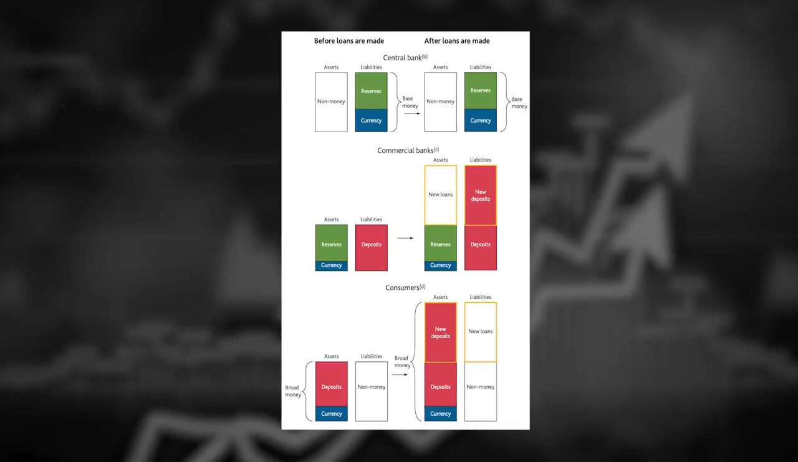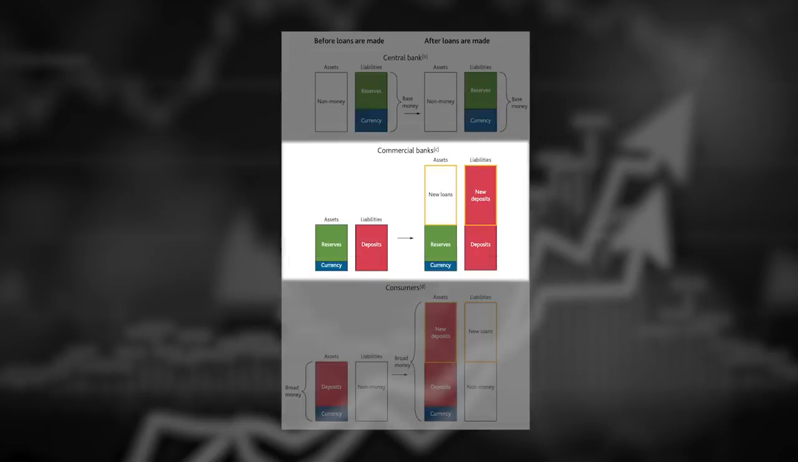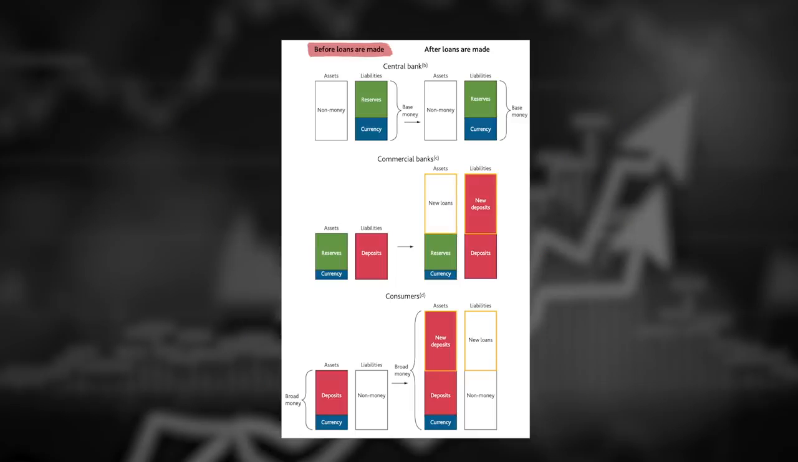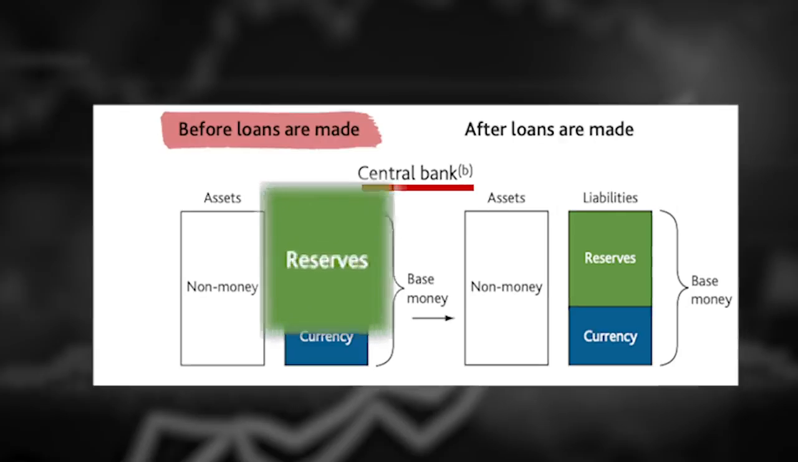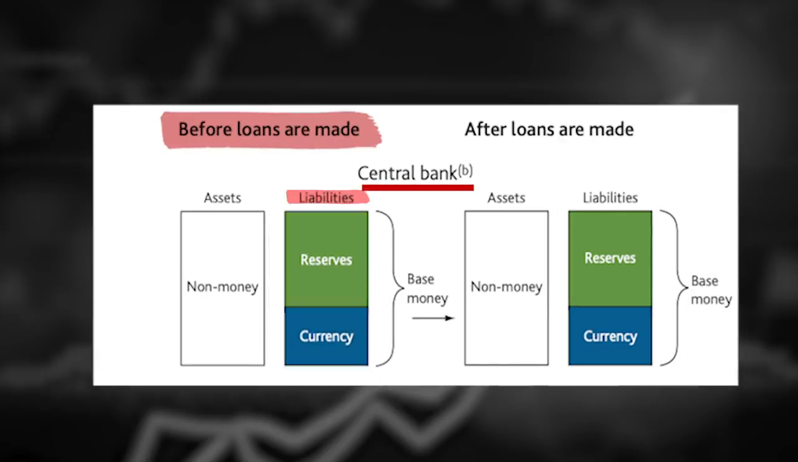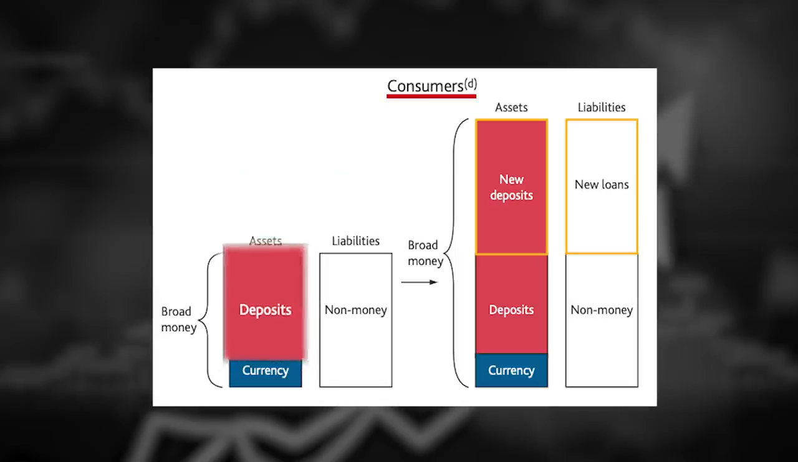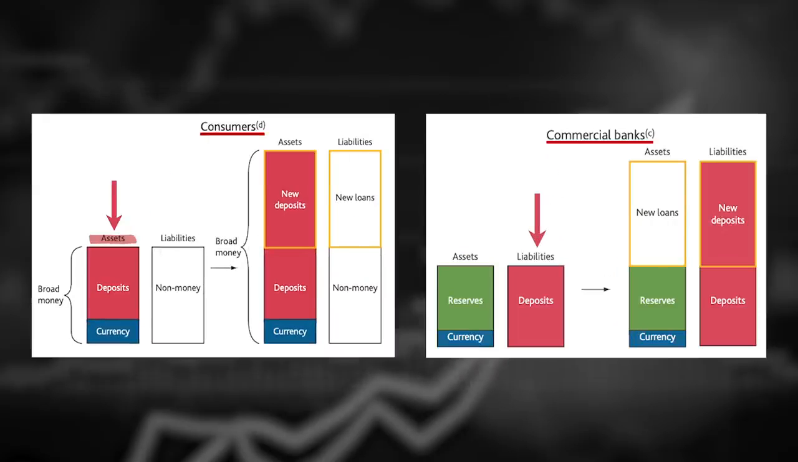created. So let's look at the balance sheet of the central bank, the commercial banks, and the consumers as an aggregate total. Before the loans, the central bank has the reserves and currency on the liabilities side of their balance sheet. The commercial banks have deposits and assets, as we spoke of earlier. The consumer has the deposits on the asset side of their balance sheet, maybe along with some currency. And notice that the deposits are on the asset side of the consumer's balance sheet, but the liability side of the commercial bank's balance sheet.